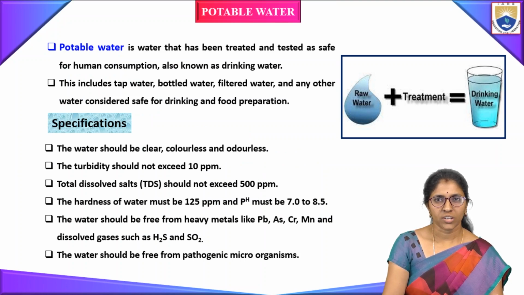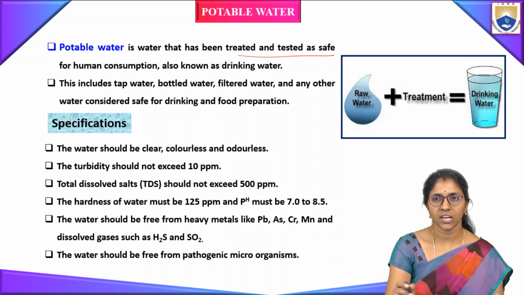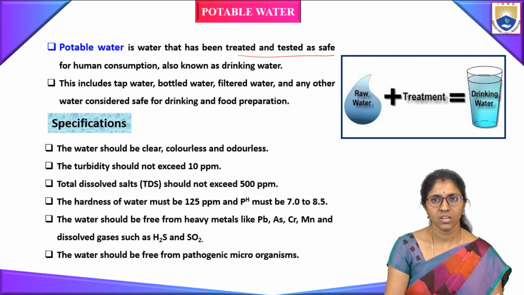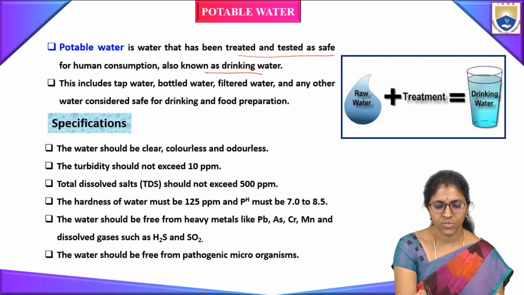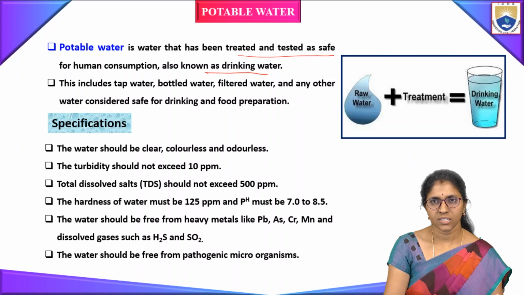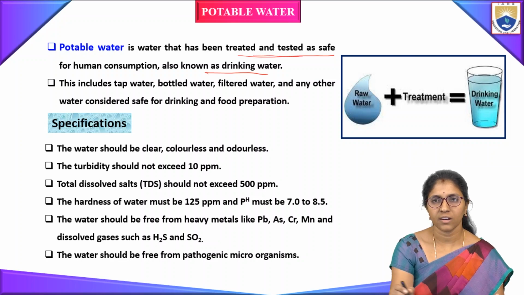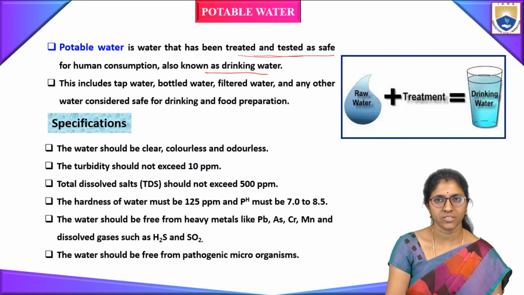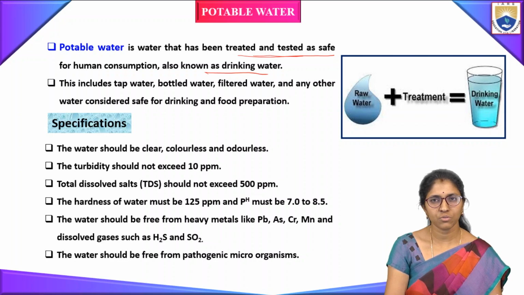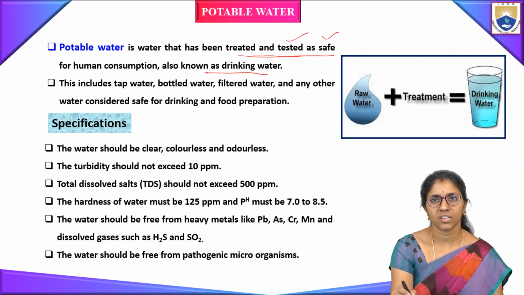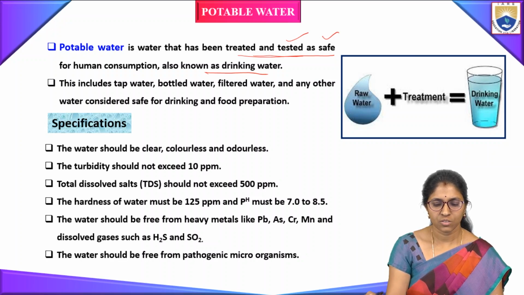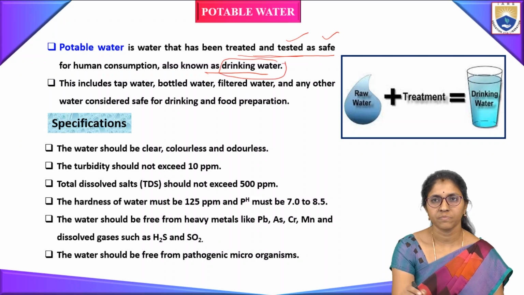So, what is potable water? Potable water is water that has been treated and tested as safe for human consumption, also known as drinking water. The water which is used for human consumption is called potable water. It should be tested as safe for human consumption. So, this is also called drinking water.